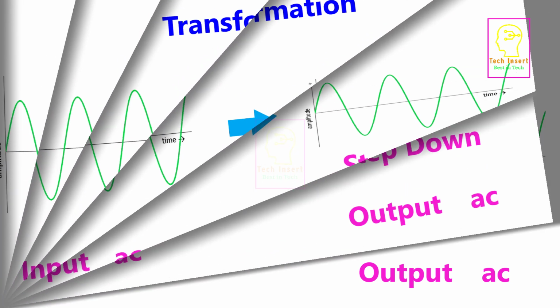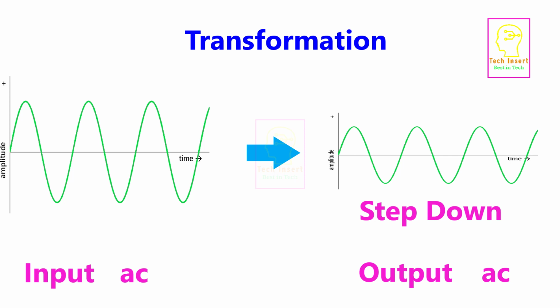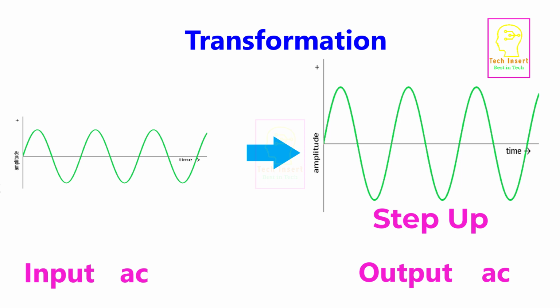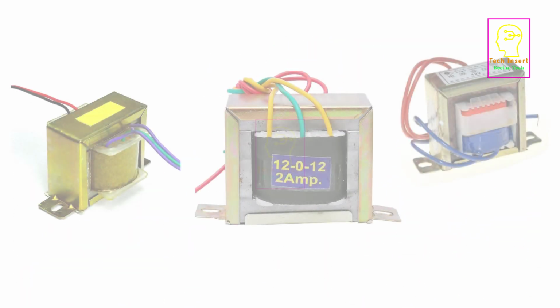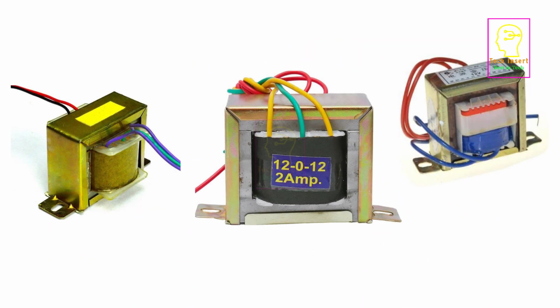If the voltage of the output is lower than the voltage of the input, then it is called a step down transformation. Here we are looking into the voltage of the output. If the output voltage is higher than the input voltage, then we will call it step up transformation. And the device or equipment which will do this transformation is what we call a transformer.